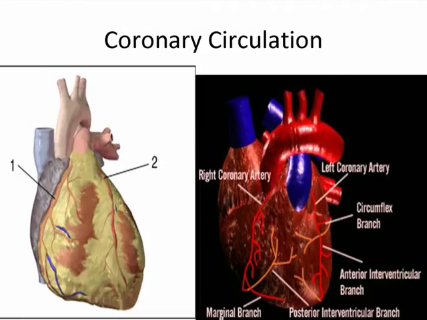Now, how about circulation to the heart itself? Both the right and left coronary arteries branch off of the aorta to supply the heart muscle with oxygen-rich blood. These two arteries branch out of the aorta immediately after the aortic valve. The right coronary artery splits into the marginal branch, which then feeds blood into the right ventricle, and the posterior interventricular branch, which supplies the left ventricle.